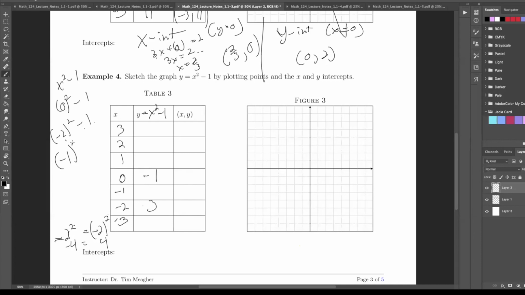Negative 1 squared minus 1. Well, negative 1 squared is 1. 1 minus 1 gives us 0. And the rest we can just fill in from here. This would be 2. This would be 0. This is 8. So go ahead and tell me which one this is. When x is 2, what is the y value? Put that into chat. Yeah, it's 3. Okay.